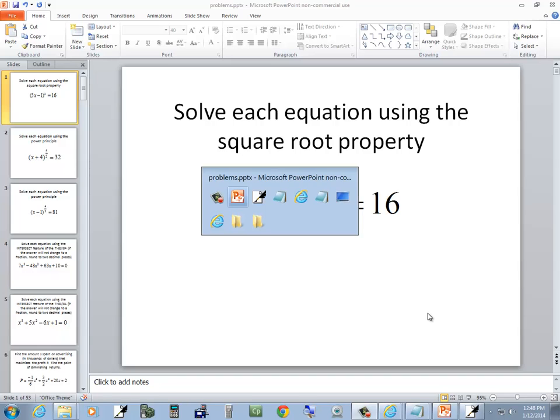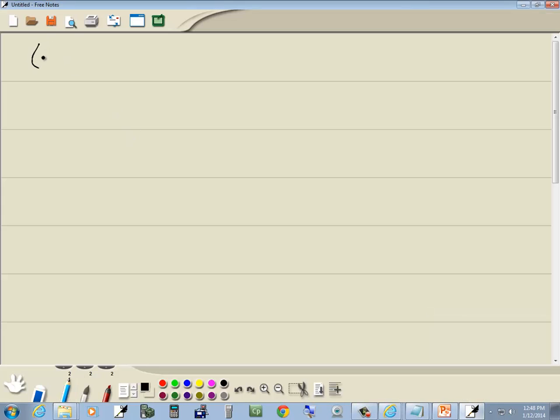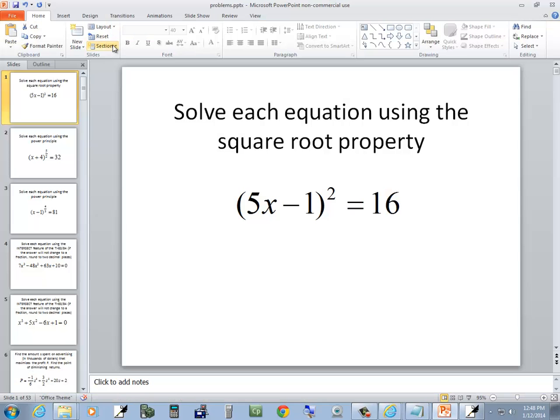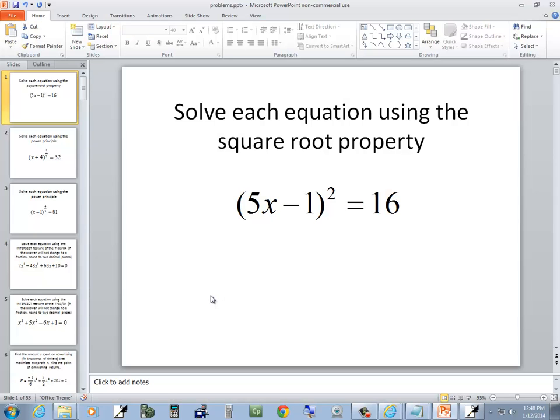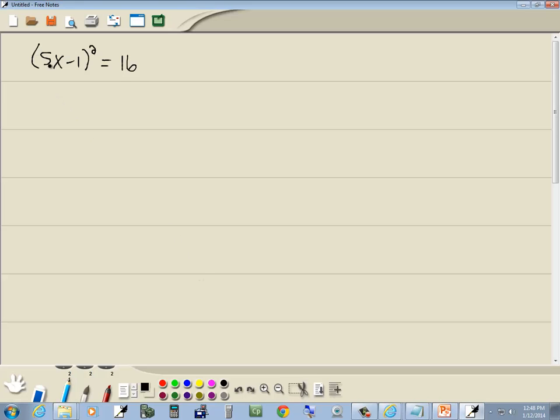Let's take a look at this problem. We've got (5x - 1) squared is equal to 16. And it says solve each equation using the square root property. Square root property says if you got something squared equals something else, you can drop your squared and you put a plus or minus square root around the other side. So drop the squared, put a plus or minus square root around the other side.